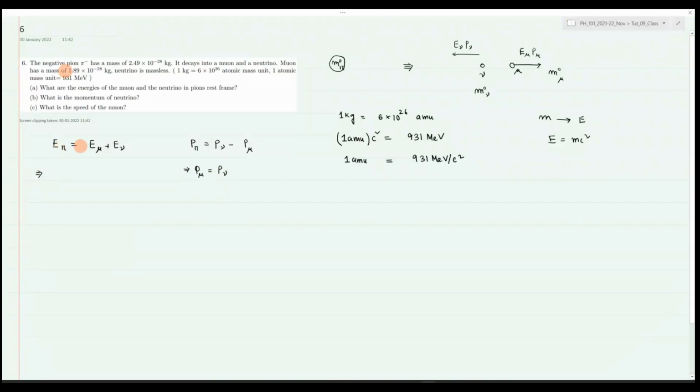E pi, what is the energy of this pion? M naught c square, because it was not moving. M naught pi c square. What will be the energy of the muon? We don't know. Kinetic energy plus M naught mu c square. Let us keep this like this only. We can find E nu because it is P nu c. E square is equal to P square c square plus M naught square c power 4. Because the neutrino has 0 rest mass, we can write E is equal to PC.